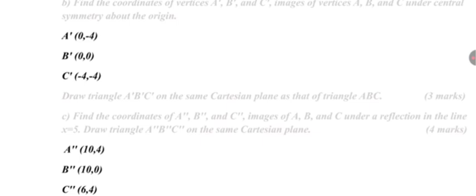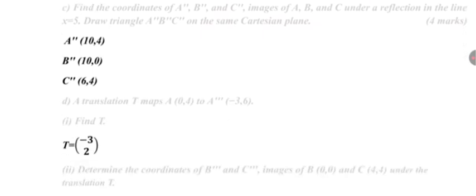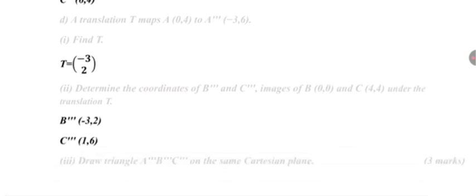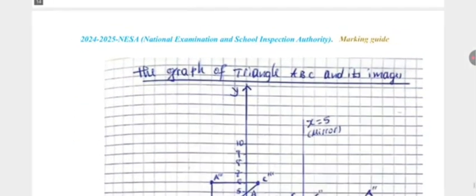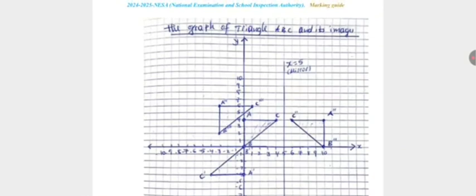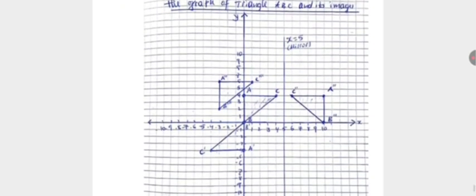Draw that image. There are the points of the image, and then I've been asked about a translation T that maps A(0, 4) to A'(minus 3, 6), and find that T. Then determine the coordinates of B''' and C''', the images of B(0, 0) and C(4, 4) under the translation T, which equals (minus 3, 2). Then after getting those points, you need to draw that figure as well. This is a Cartesian plane with those images under reflection and translation as well.